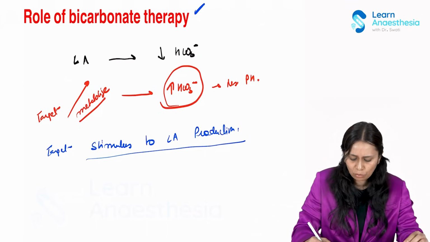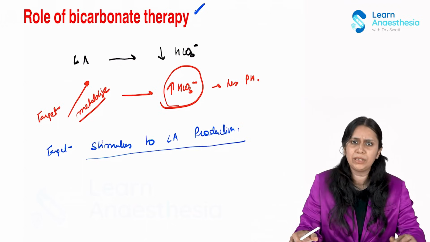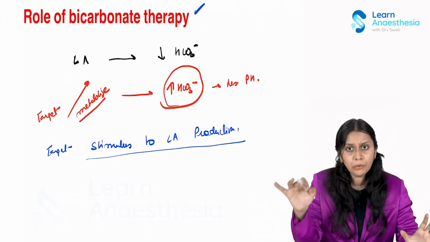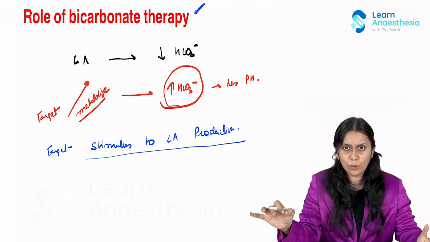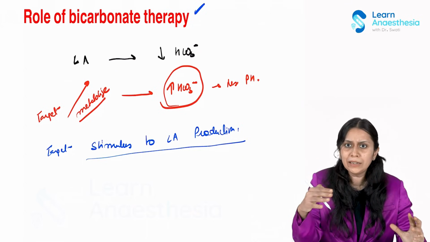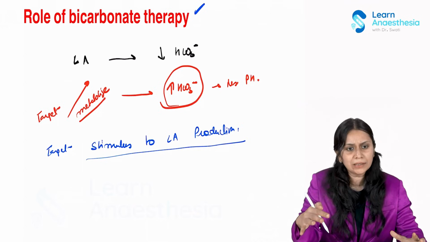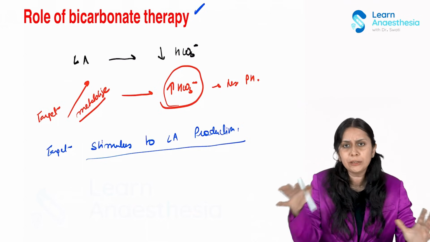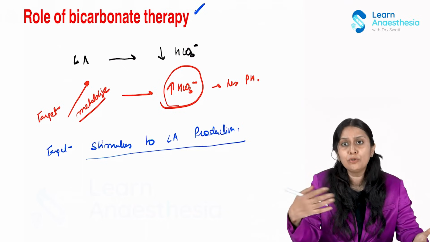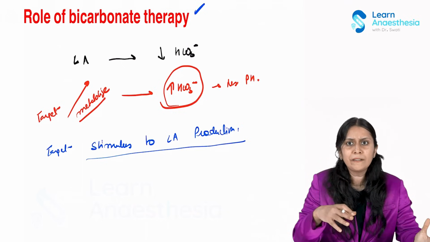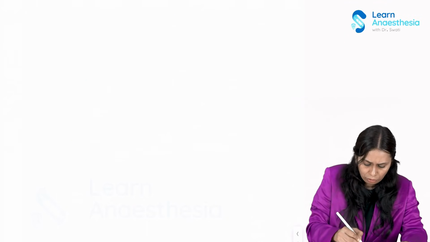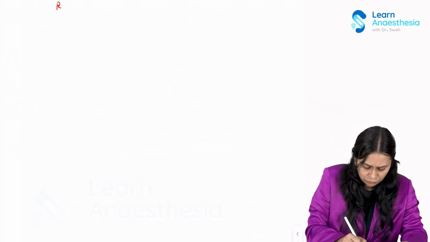So, when is the role of bicarbonate? When should the bicarbonate be given? Now, most of the experts, but not all, I would say, agree that if pH is less than 7.1, then this causes a lot of issues, like it causes decrease in the cardiac contractility, it causes systemic vasodilatation, it impairs the effect of inotropes. So, when the pH is less than 7.1, then only the bicarbonate therapy is indicated. So, role of bicarbonate therapy is a bit controversial.